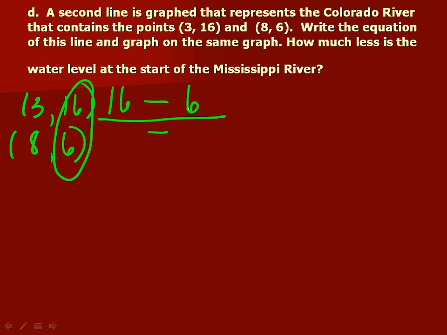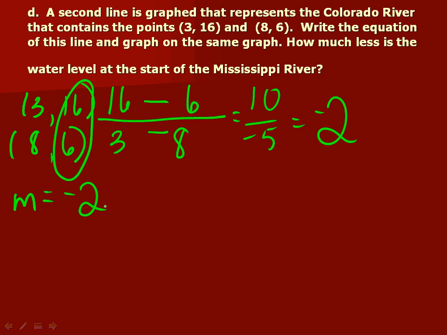Now, if you're finding yourself copying everything, you have a problem. And you need to come in the morning. Okay? And the bottom is 3 minus 8. So that is 10 over -5. My slope is -2. Do you know why it's negative? Because it's going down.